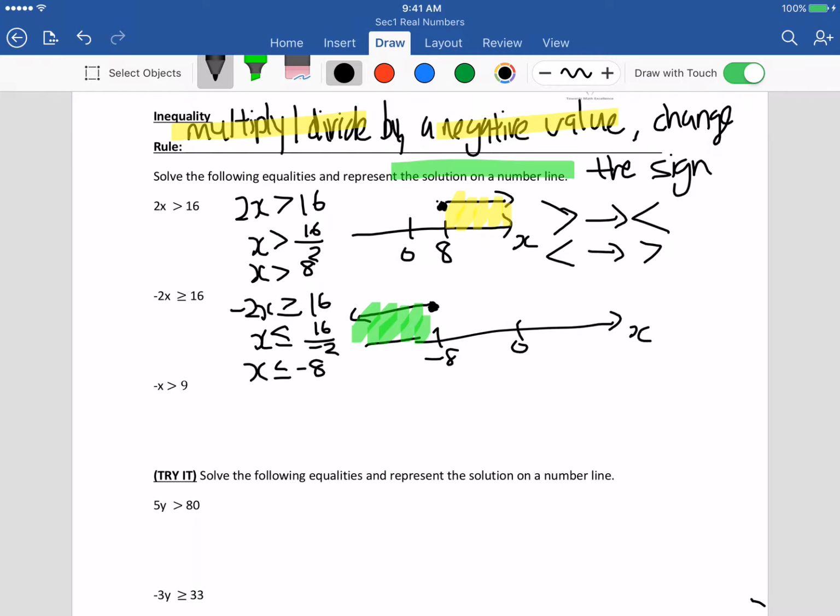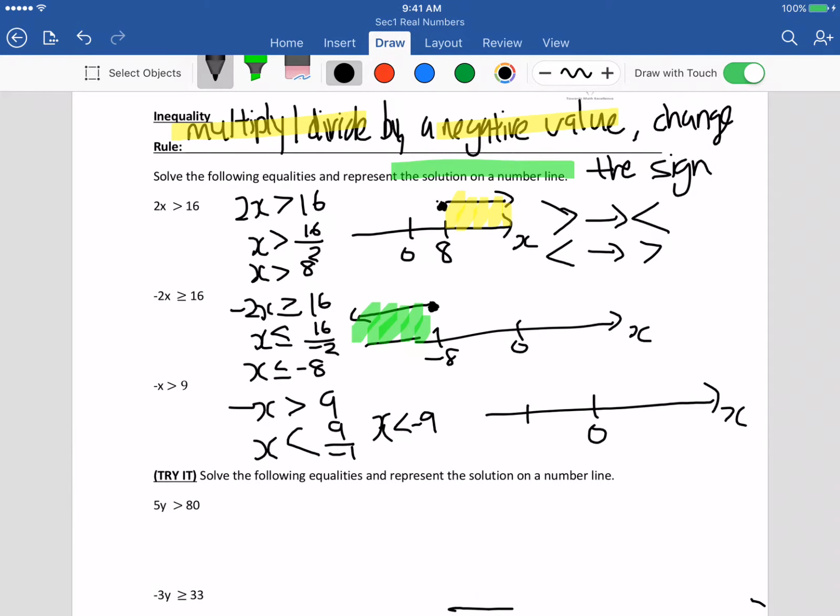Next one, negative x more than 9. To find x, you need to divide by negative 1. Do we divide by a negative value? Yes, so we need to change the sign. So for this one, x will be less than negative 9. Okay, so just draw it like that. 0, negative 9 will be somewhere here. Smaller than, so you circle. Move right or left? Left. Okay, the answer will be here.